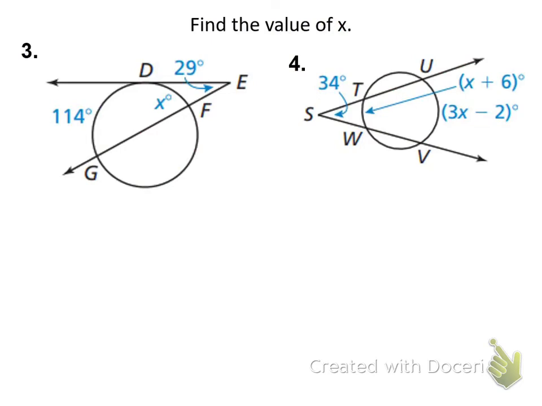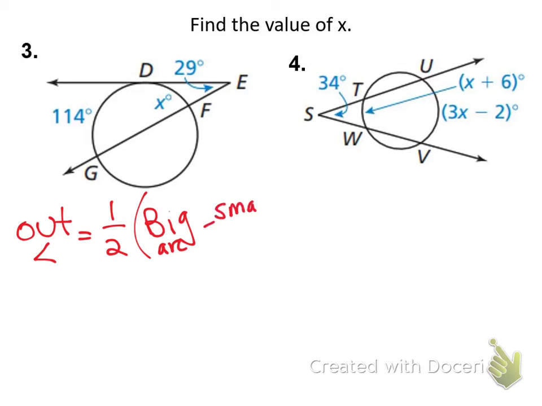All right, find the value of x. So which of these does number 3 look like? The angles outside of the circle. What kind of line is DE? Tangent. And what kind of line is GE? Secant. Okay, so it's going to fall under this: the measure of the outer angle, the outside angle, is equal to 1/2 times the bigger arc minus the smaller arc.